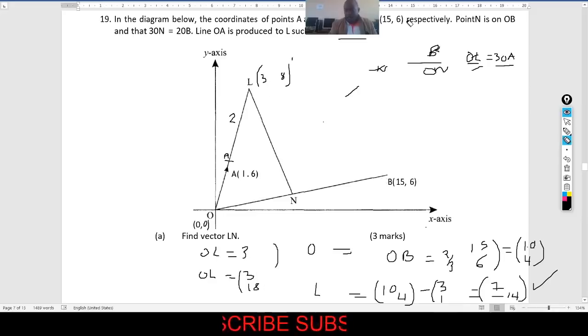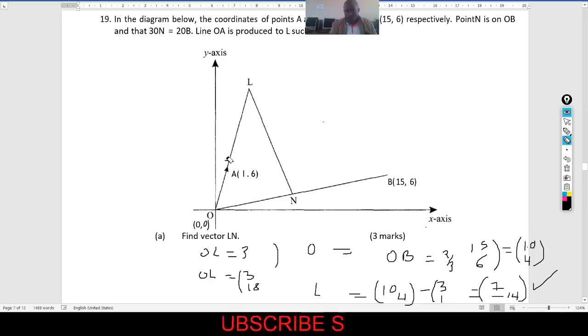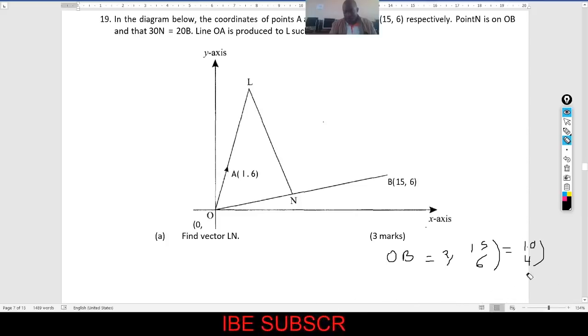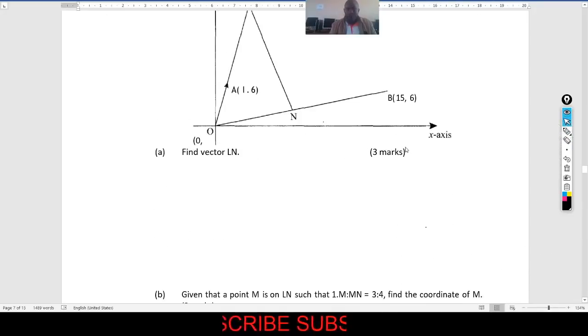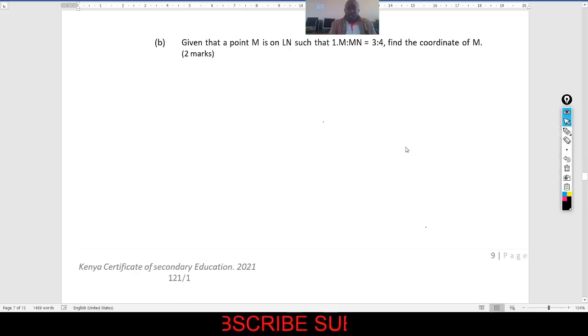Then after getting that vector LN, I move further and do the next question. The next question is asking that, given that M is on LN such that LM to MN is 3:4. Let me sketch that figure the way it was.